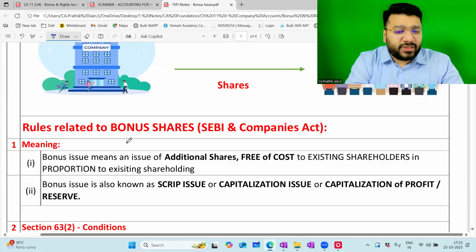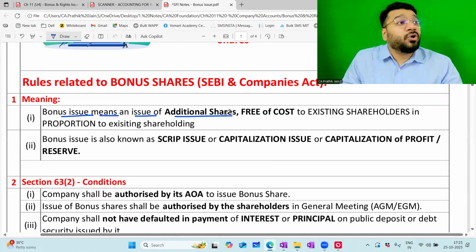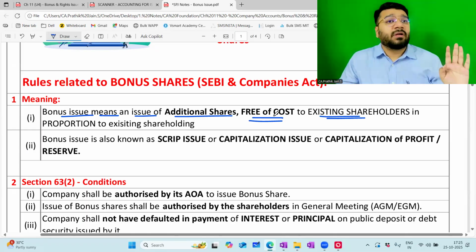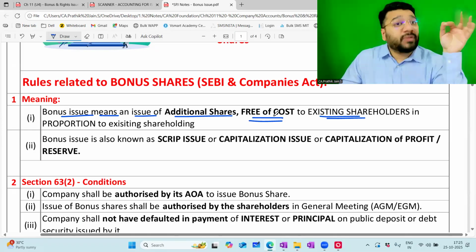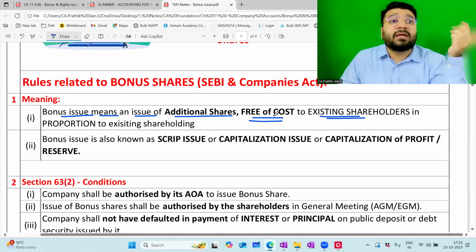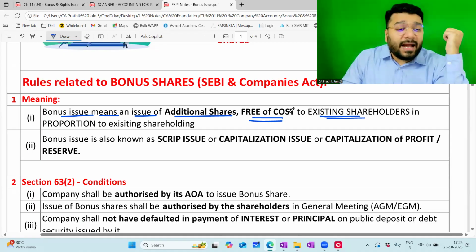But what is a bonus share, sir? Bonus issue means an issue of additional shares to whom? Existing shareholders, and it is given free of cost. Bonus shares are not given to some new shareholder, new public. We are giving to the existing shareholder. If you are the shareholder of TCS company, you will get the bonus shares. Nobody else will get the bonus shares. So these are additional shares given.